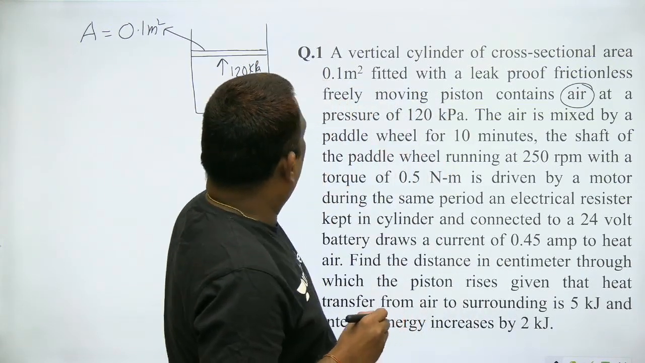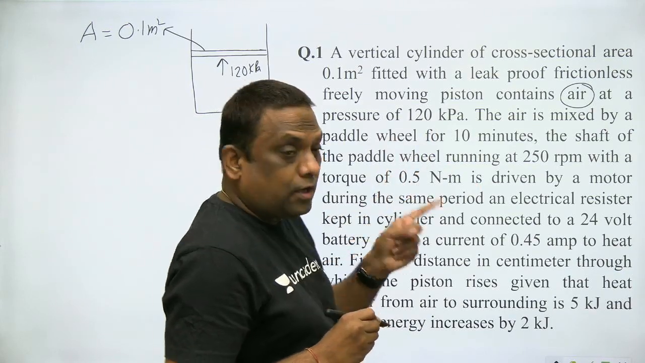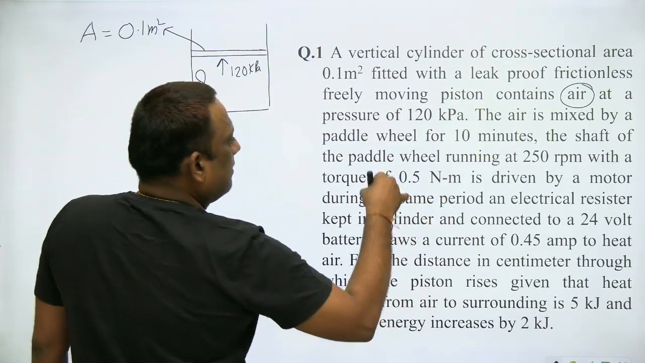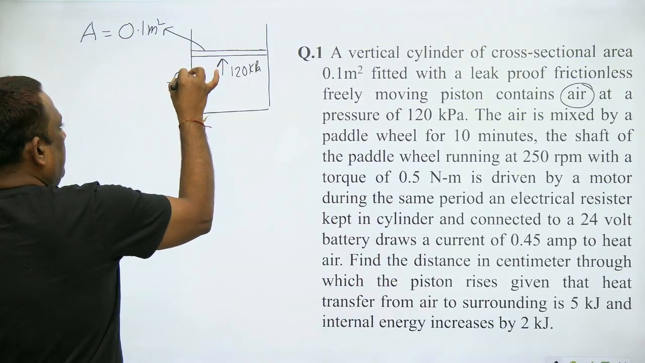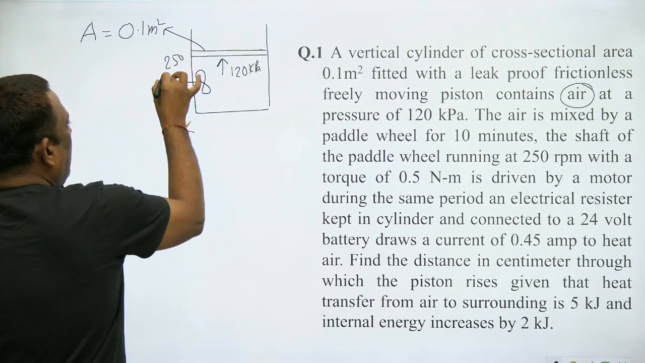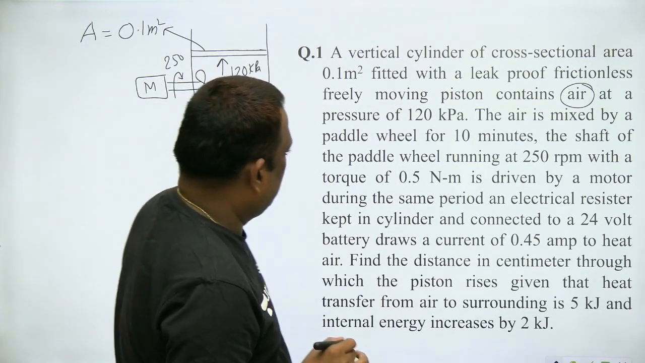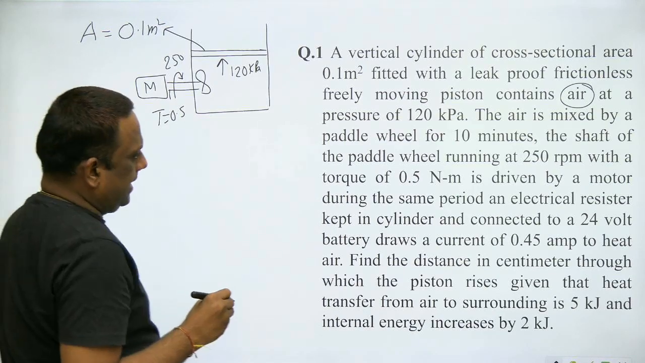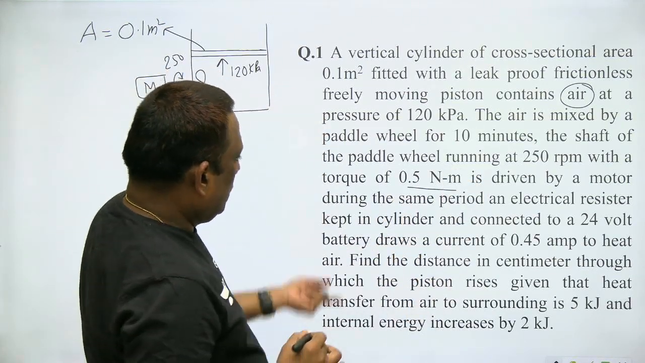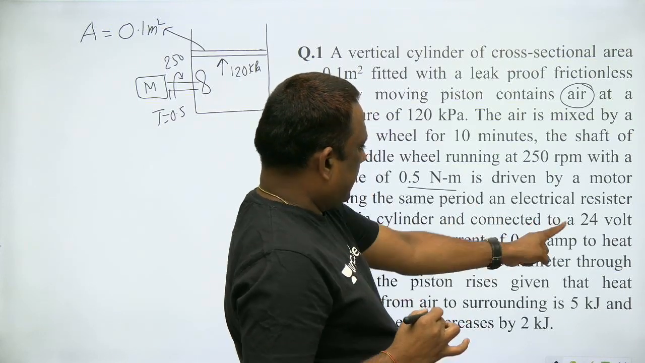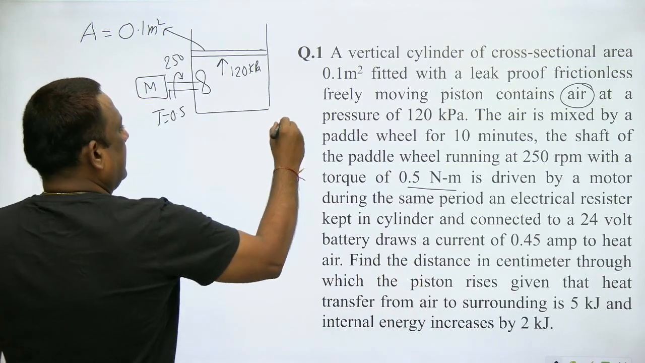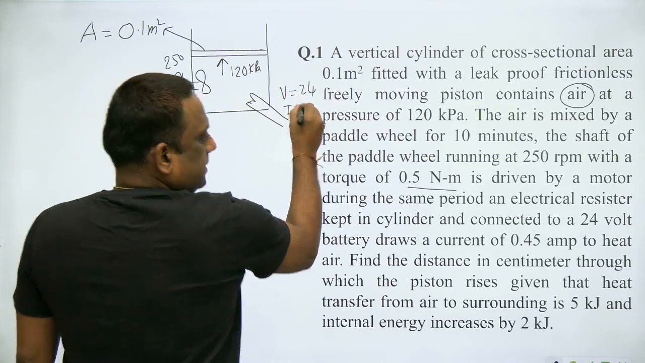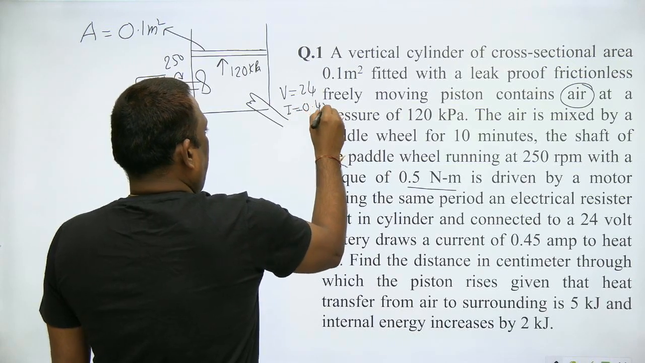And the air is mixed by paddle wheel for 10 minutes, okay, there is a paddle wheel. The shaft of the paddle wheel is running at 250 rpm, and there is a motor running this. The torque of the shaft is 0.5 newton meter. I'm not writing the unit because you already know it is given here. During the same period, a resistor is kept in the cylinder and connected to 24 volts, drawing a current of 0.45. Idhar dekhna, there is a resistor, the voltage is 24 and the current is 0.45.